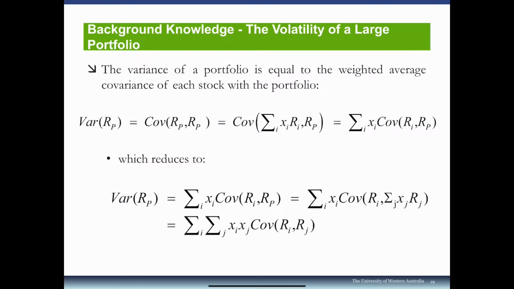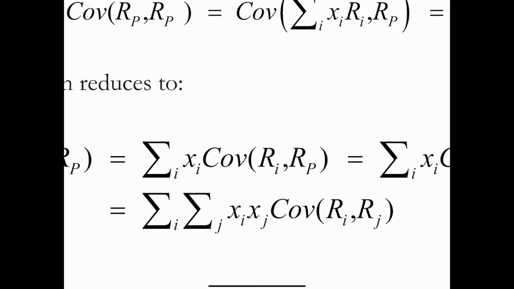Just another background knowledge. So the volatility of a very large portfolio. The variance of the portfolio is equal to the weighted average covariance of each stock with the portfolio. So the variance of RP equals just the weighted average of covariance. And so let's say if you struggle to see how this formula, variance of RP equals the sum of XI times XJ times covariance of RI, RJ, how that can be linked to this formula over here.